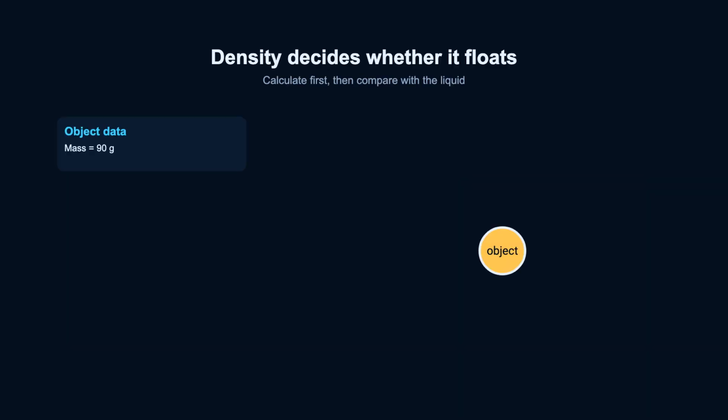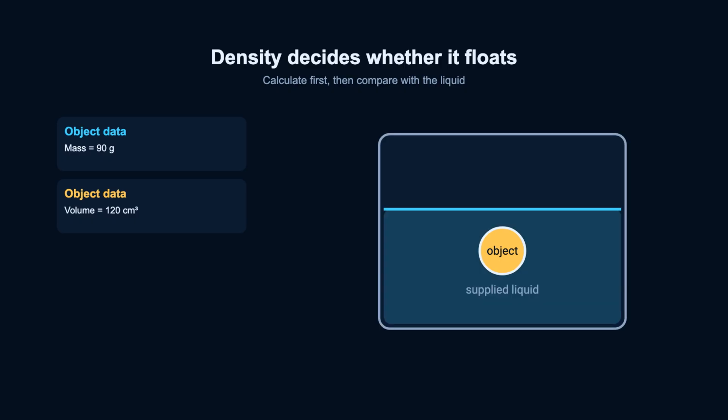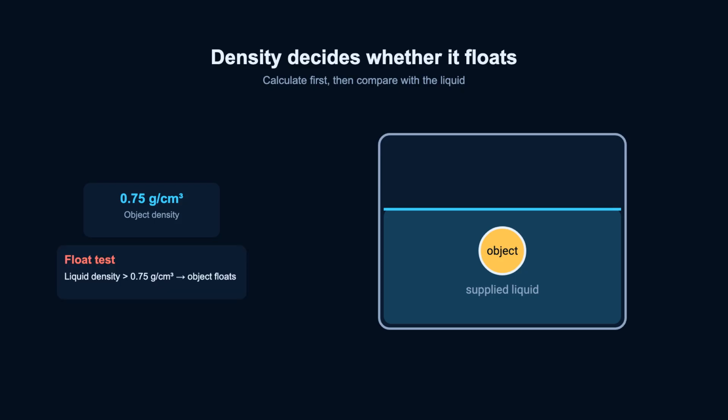An object has a mass of 90 grams and a volume of 120 cubic centimeters. Calculate its density, then decide how you would use a supplied liquid density. Rho equals 90 divided by 120, so the object's density is 0.75 grams per cubic centimeter. If the liquid's density is greater than 0.75 grams per cubic centimeter, the object floats. The calculation comes first. The comparison completes the decision.